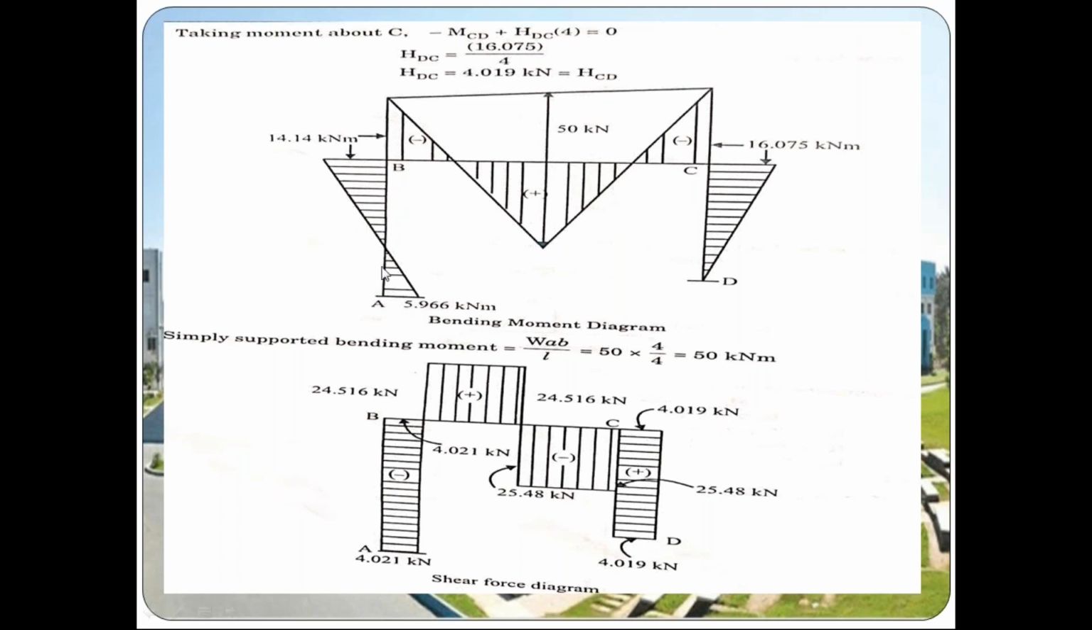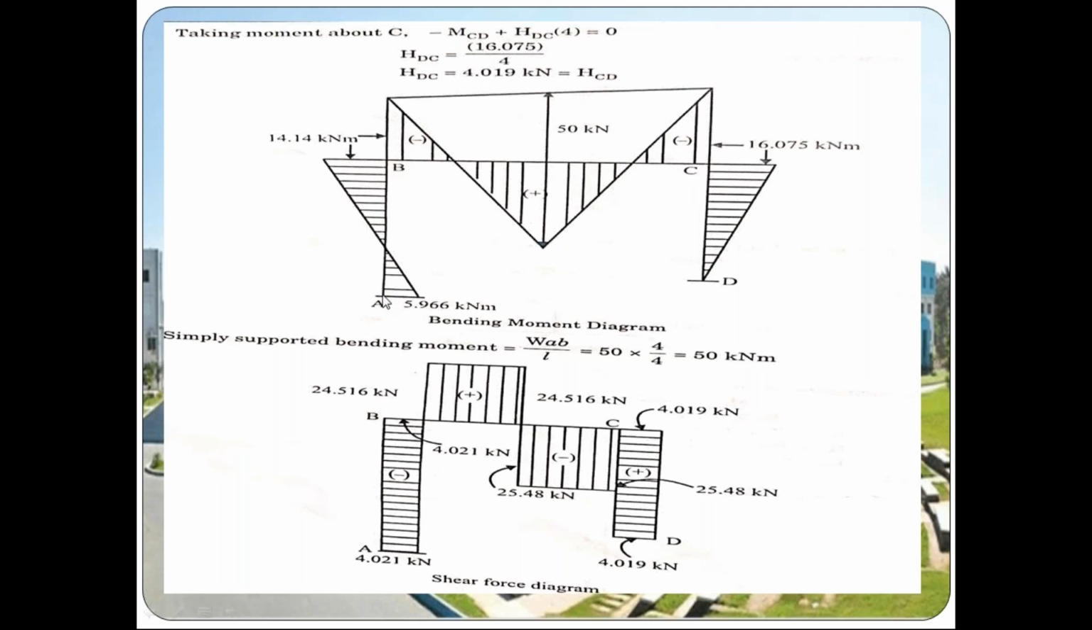Here the span AB is a vertical member. First we have to fix which side is above the baseline and which side is below the baseline. The left side of span AB is the above-the-baseline side, and the right side of span AB is the below-the-baseline side. So the MAB value is plus 5.966 kilonewton.